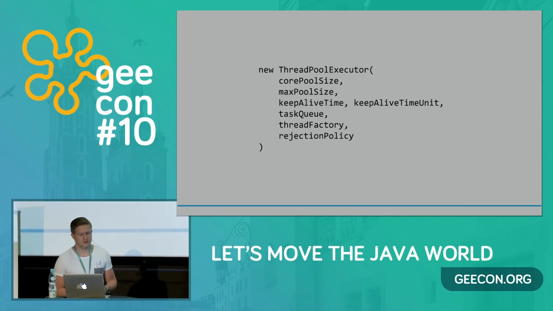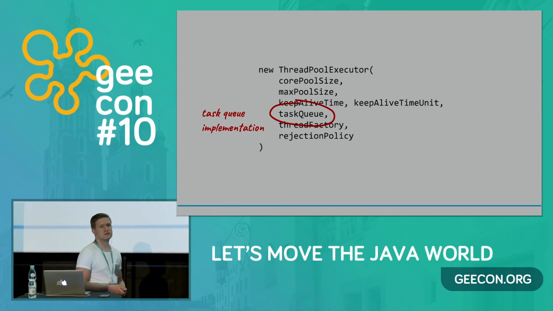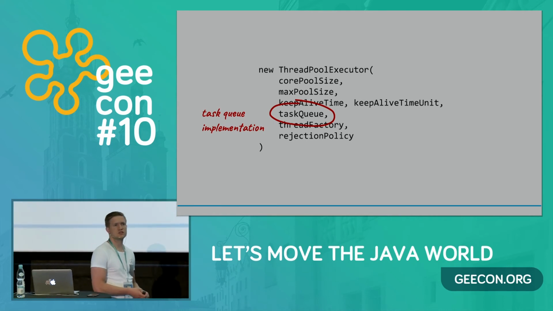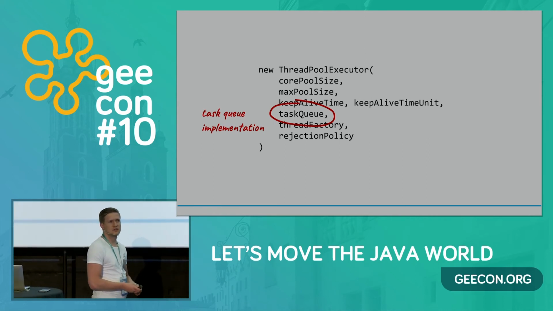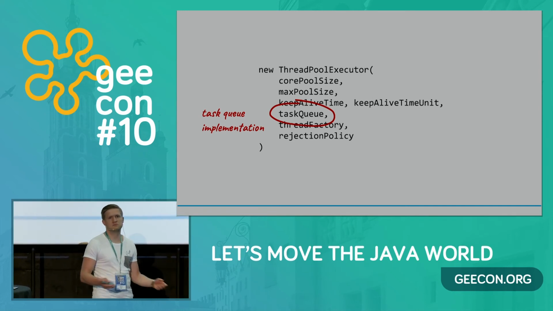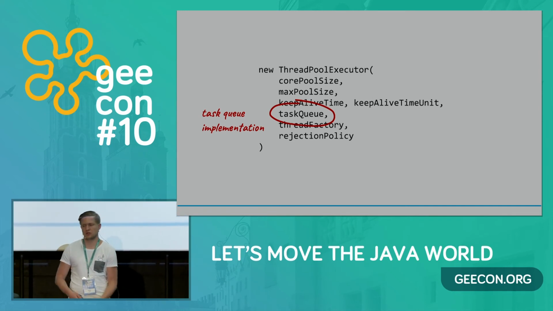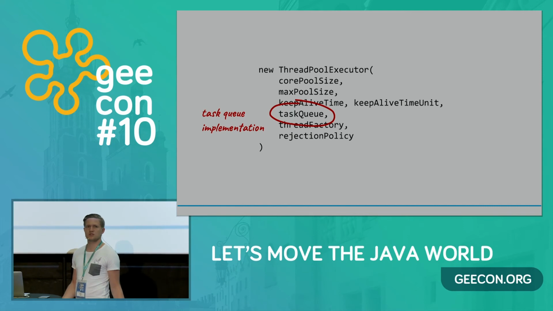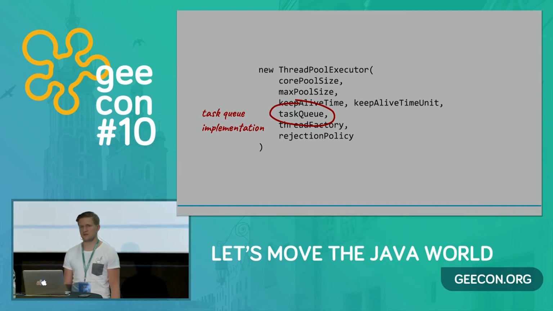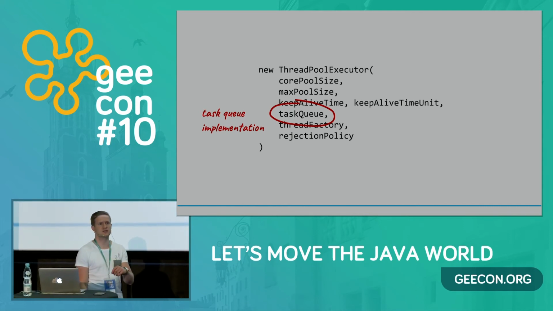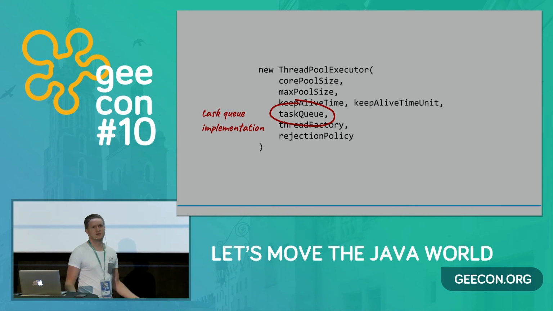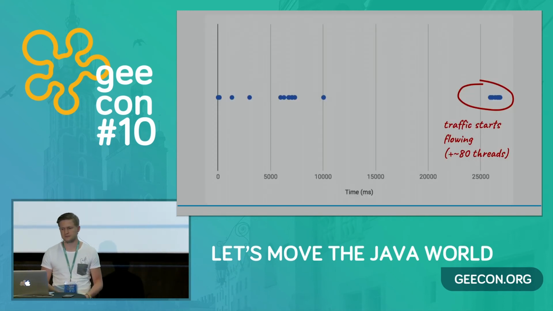But the one very important thing is the task queue itself. We can pass in the implementation of the task queue which is going to be used. We can put there a queue of a size of 100 or 200, monitor the size of it, do a lot of things, because the default implementation here is just a LinkedBlockingQueue. So it's unbounded. It can grow to whatever size it likes.